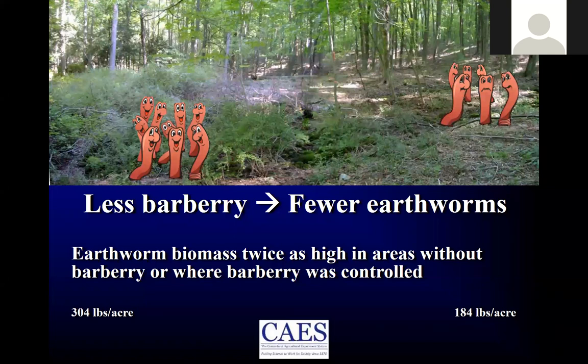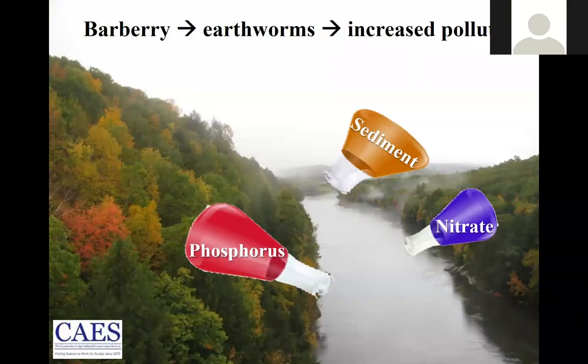And when you have too many earthworms, they destroy the litter layer. That can lead to sheet erosion and then actually gully formation. What will happen when you start having that erosion is you have too much barberry, it leads to earthworms, loss of the litter layer, then you have erosion, and then you have the sediment washing into our rivers. You have nitrates, since earthworms actually increase nitrification, and you have phosphorus washing into all of our riparian areas. So it's another argument to tell people why we want to go out and control invasives.